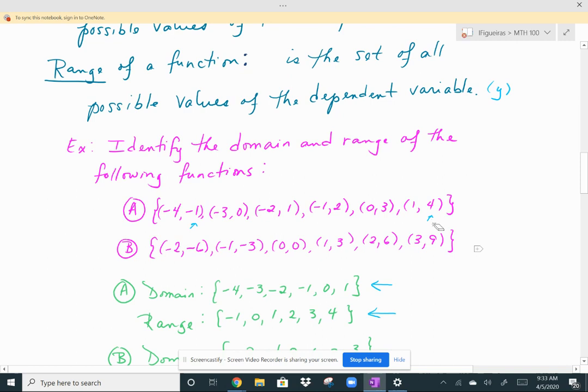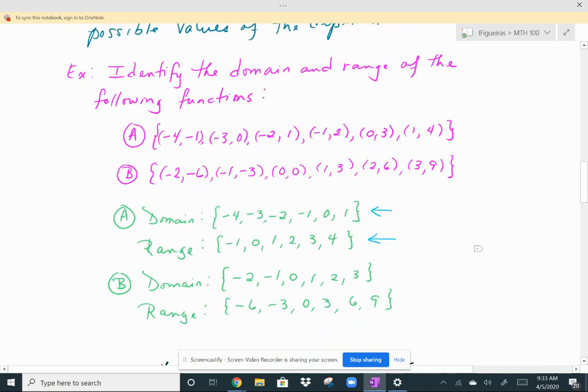Okay, so we'll do the same thing with the set below for B. We want to state domain and range. For B, first we list all of the x coordinates here for the domain, and then we list all of the y coordinates here for the range. And so you have stated what the domain and range is given those ordered pairs.